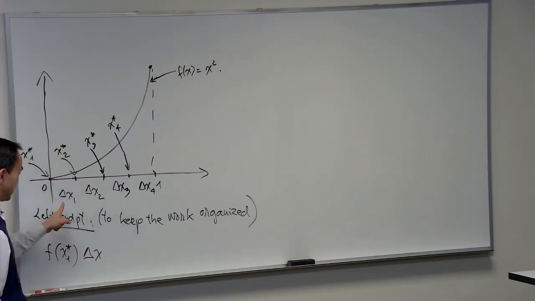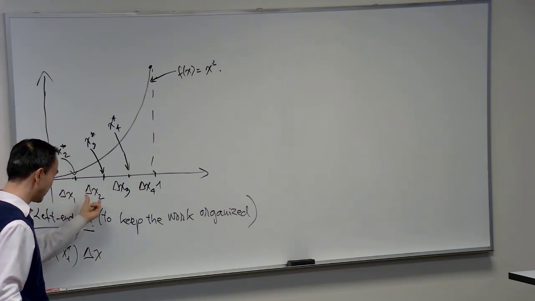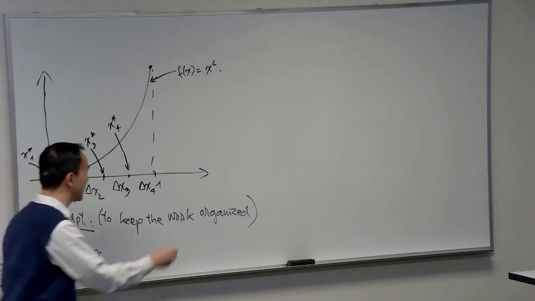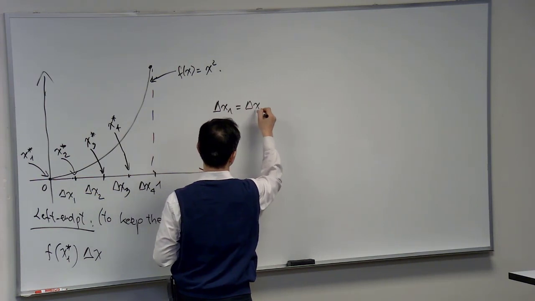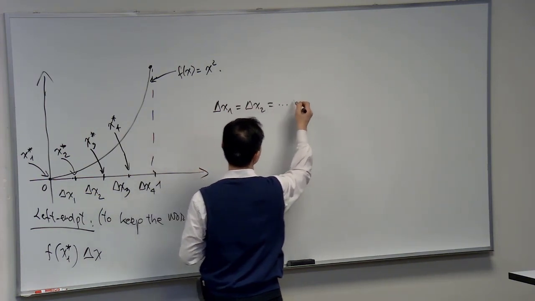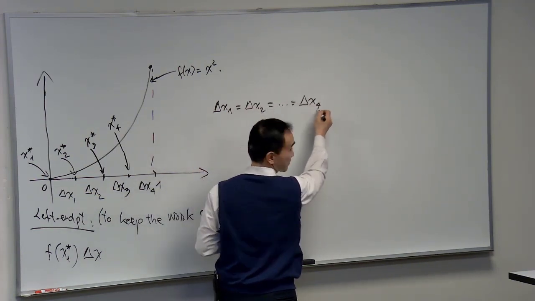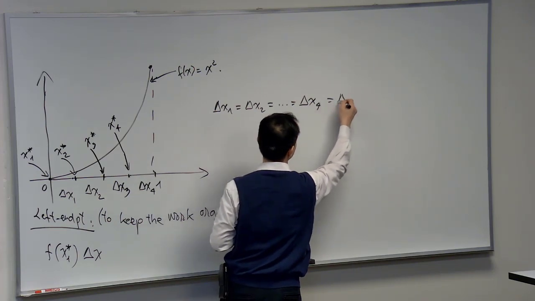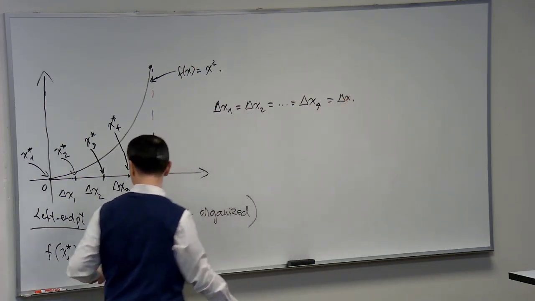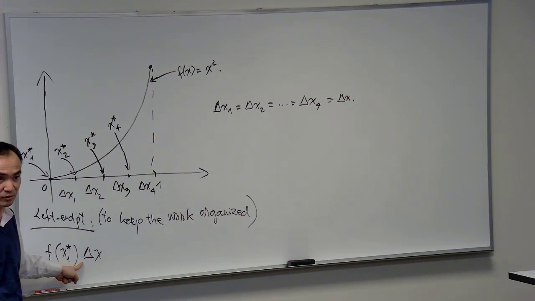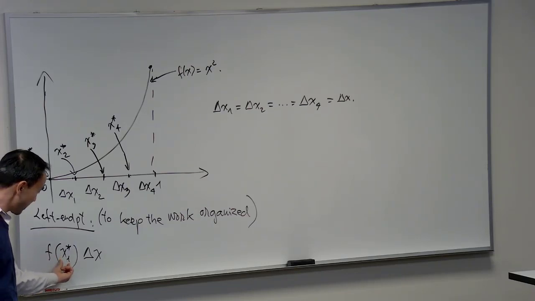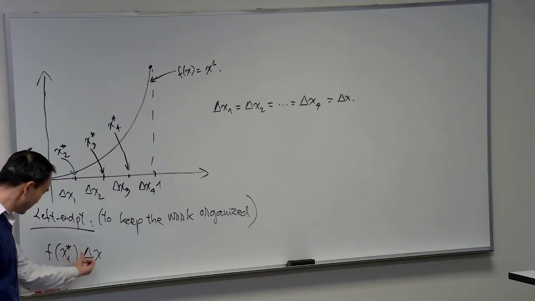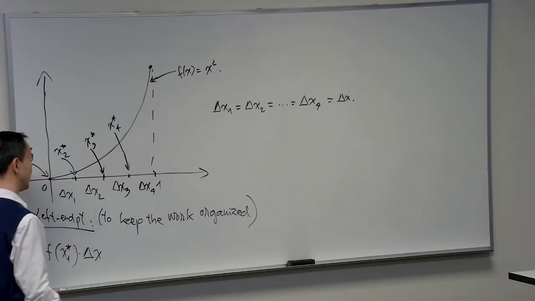Now, yes, I have to call that delta x1, delta x2 to keep them referenced, but in the end, don't you all agree that delta x1 equals delta x2 equals all the way up to delta x4? Let's all call that the one delta x value. That's why I keep it simple over here. So I'm producing the function evaluated at the left end point, and then multiplying with the delta x there.